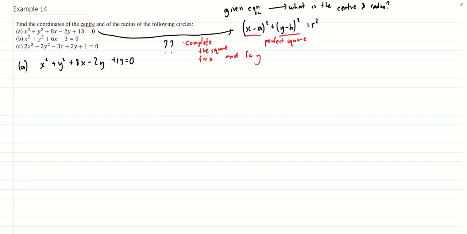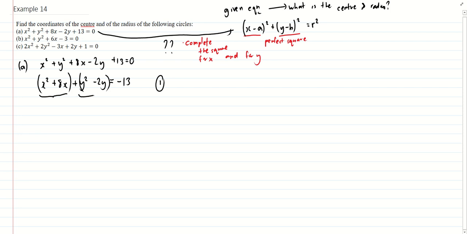So that's what you're going to do first. The first step is to isolate all the x to one side, so I have x squared plus 8x, and isolate all the y to one side, y squared minus 2y, and then bring the 13 over to the right hand side. So subtract 13 from both sides, I have negative 13. Then you bracket the terms with x, and the terms with y together. This will be the very first thing that you will need to do. The second step will be to complete the square for this and complete the square for this.